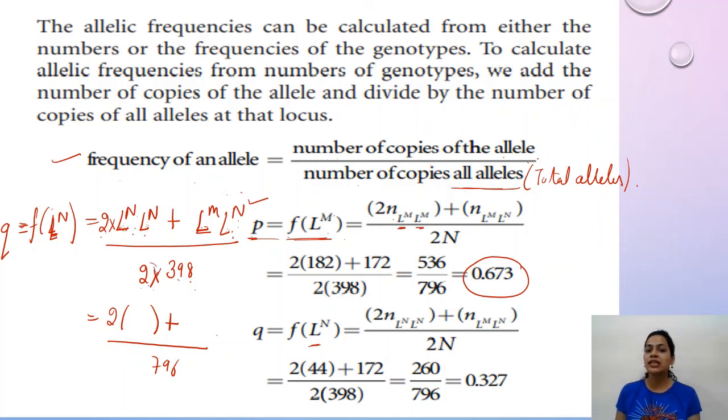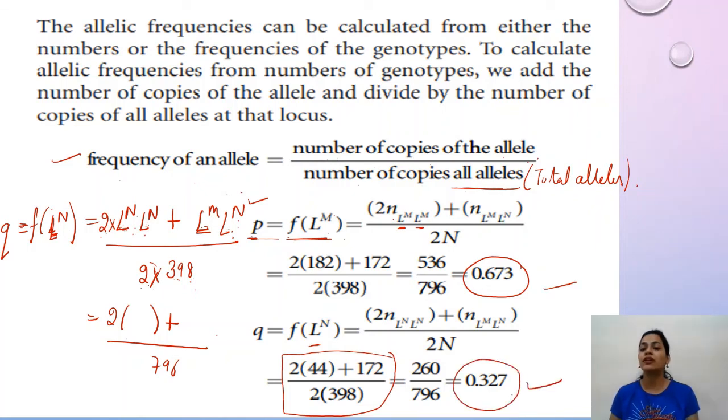Fine. So we just add up the values, we have put the values in the formula, and we got 0.327 as the frequency of LN. Fine. So this is how we can calculate the frequency by using the numbers.